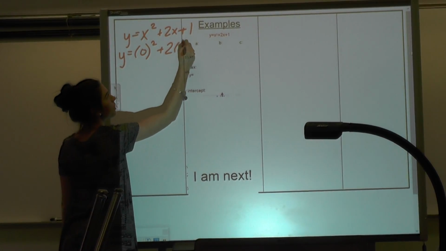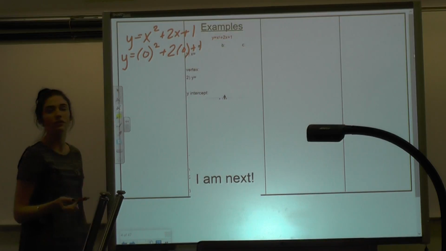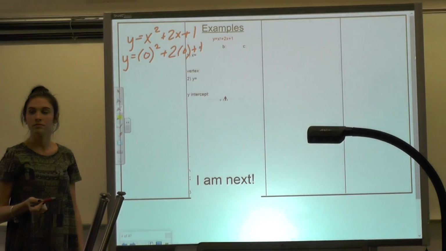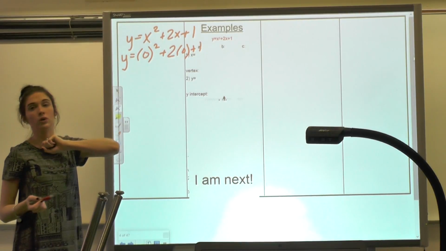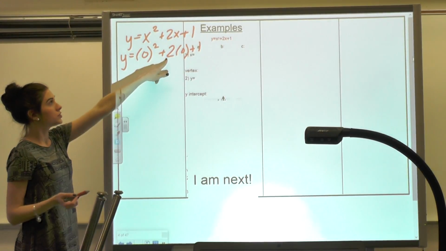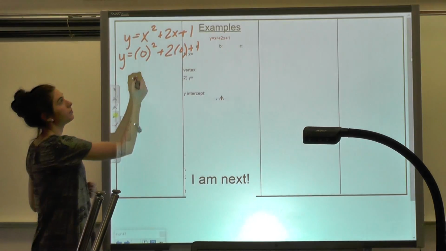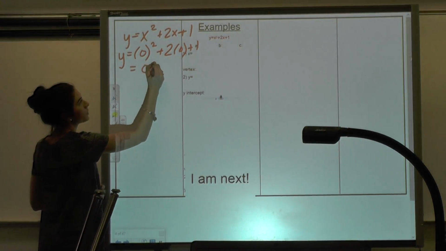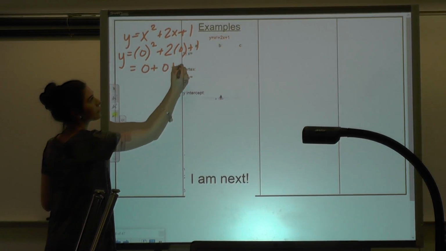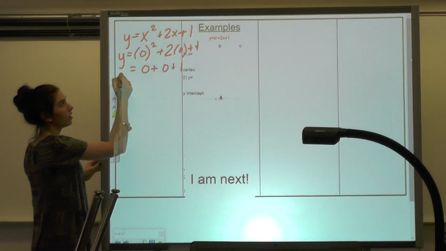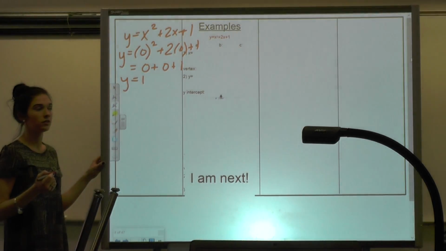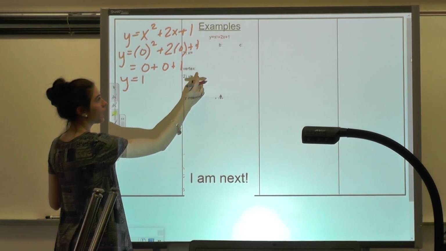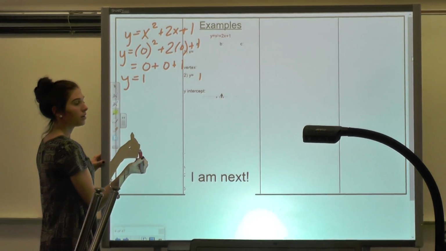2 times 0 plus 1. Zero squared is what? 0. 2 times 0 is what? 0. And then you have plus 1. So you have 0 plus 0 plus 1. So y equals 1. Yay. So your y is 1.